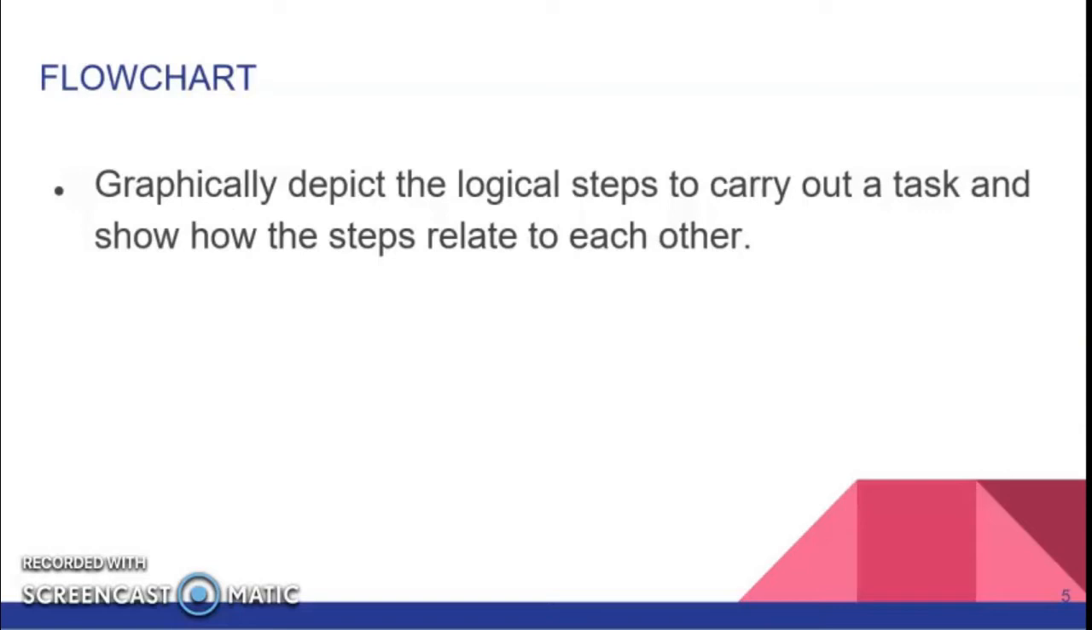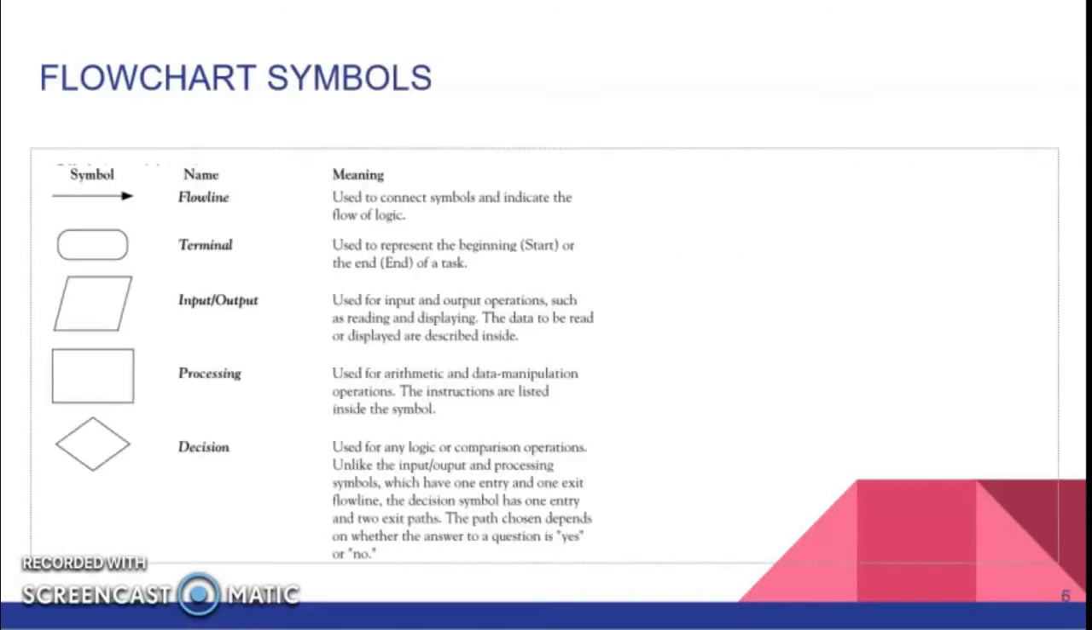Flowchart. Graphically depict the logical steps to carry out a task and show how the steps relate to each other. Here are some of the flowcharting symbols. Flow lines, used to connect symbols and indicate the flow of logic. Terminal, used to represent the beginning or start or the end of a task. Input, used for input and output operations such as reading and displaying. The data to be read or displayed are described inside.